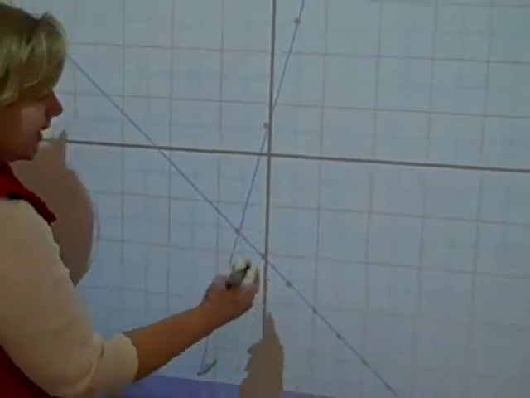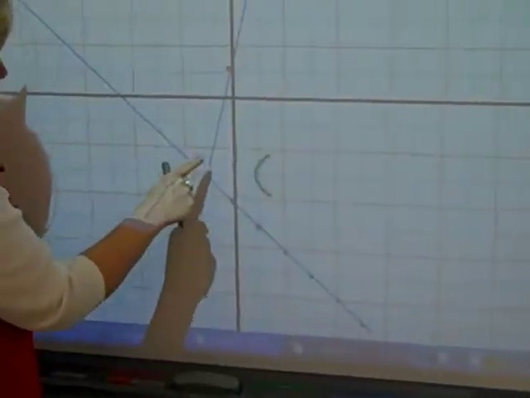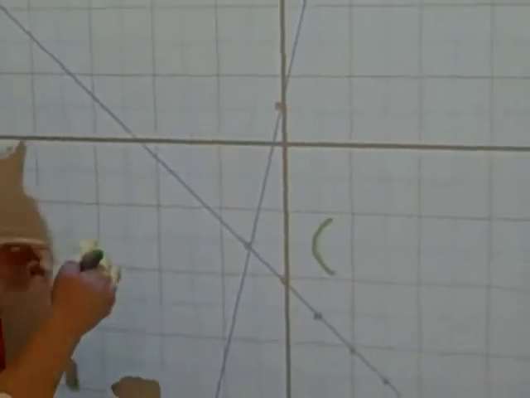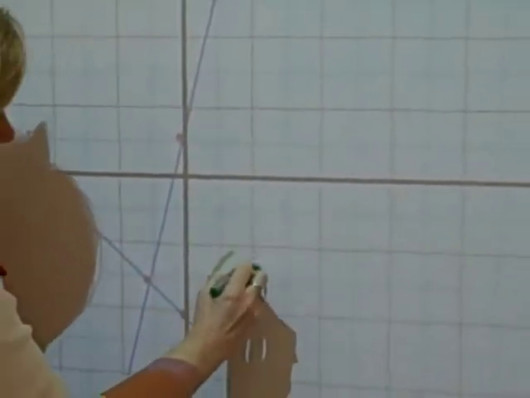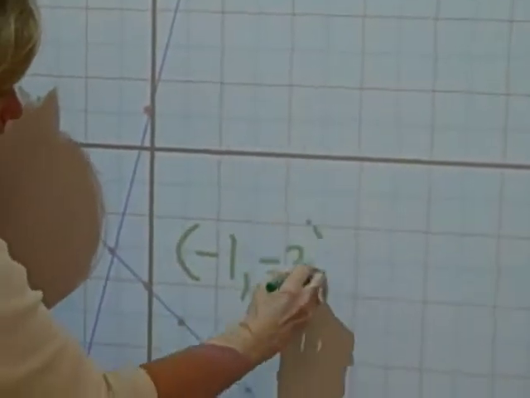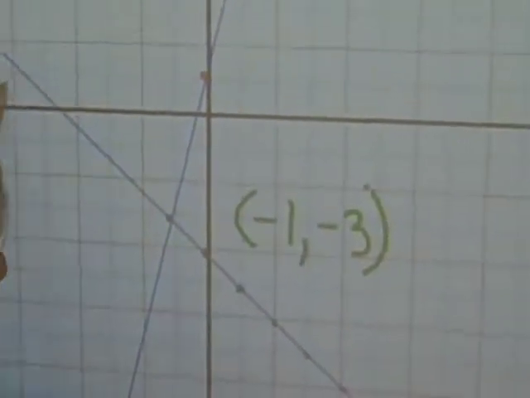And then, so then my ordered pair is what? What ordered pair is that? Where do these come together? -1, -3. Okay, so -1, -3. That is your solution to that system. Is it making sense? Okay?